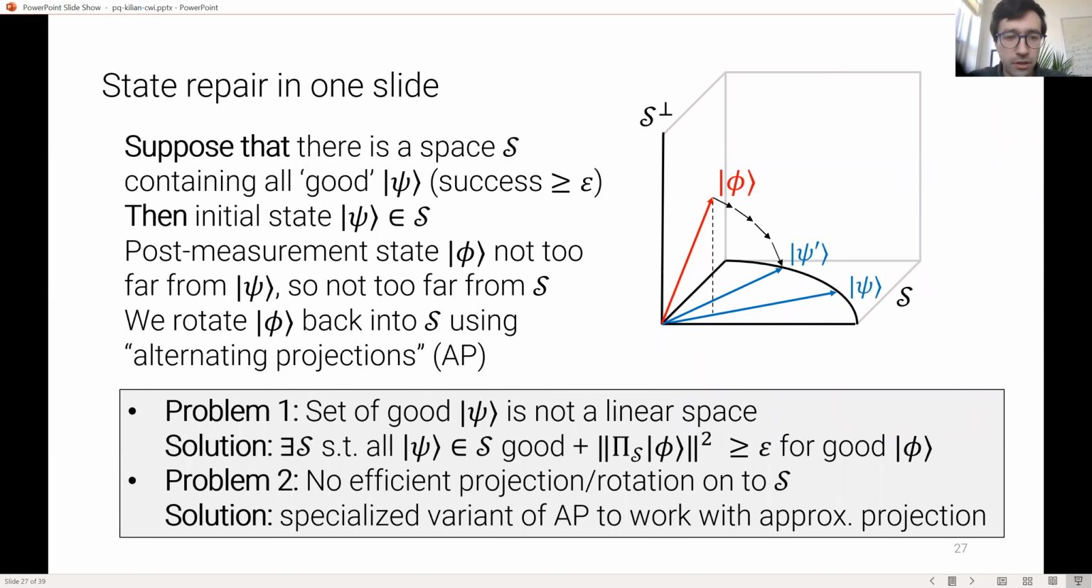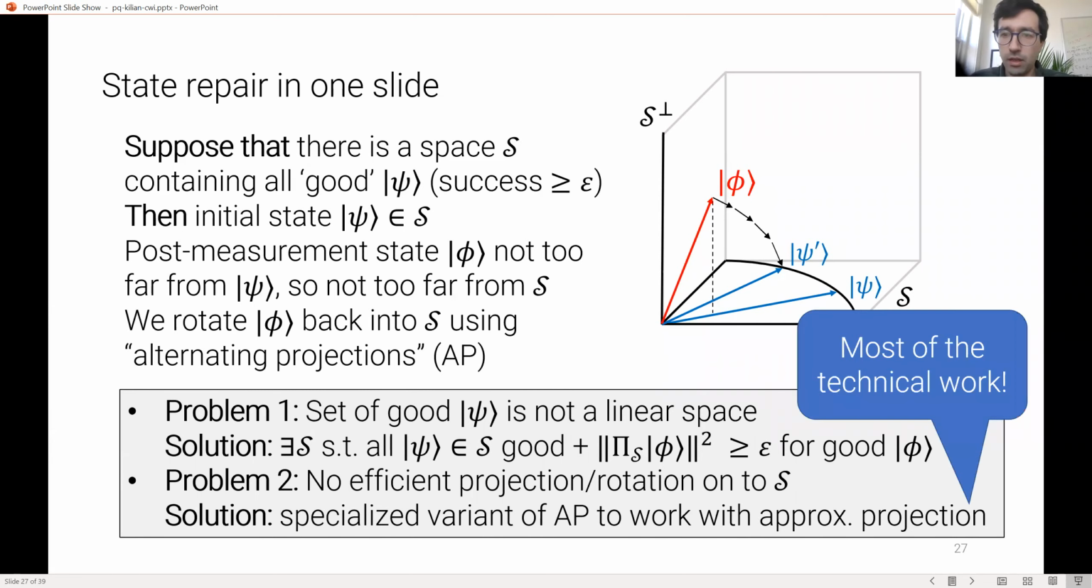And the second problem is that in order to use alternating projections to push the state back into S, you need to have an efficient projection onto S, or potentially a rotation onto S. But we don't have such a thing. At least we don't know how to implement such a thing. And so we need to come up with a specialized variant of this procedure, which works with an approximate projection for a reasonable notion of approximate projection. Okay, so that's going to be the schematic, and now I'm going to fill in the details. This problem 2 is most of the technical work in the paper.